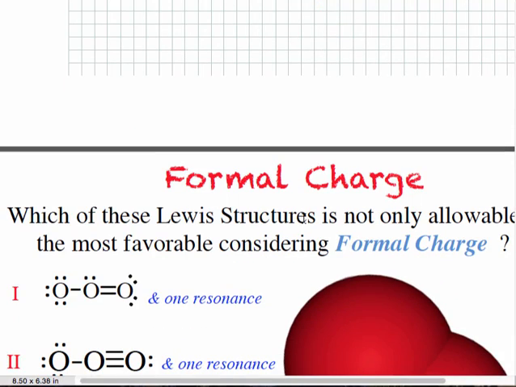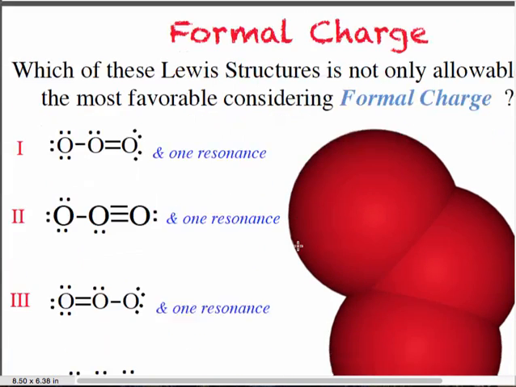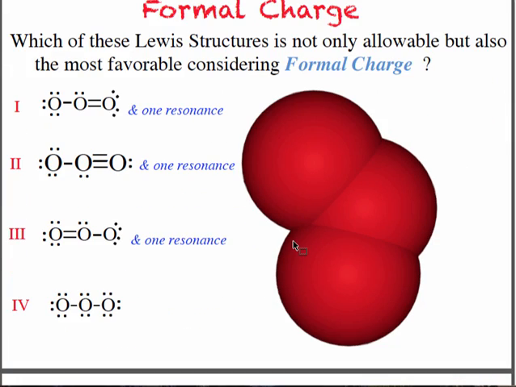Let me zoom it out a little bit more here. Which one of these is favored? I'm not mentioning the resonance structures here, or, wait a minute, as a matter of fact, I think 1 and 3 are resonance structures of each other. So there might be no preference between 1 and 3, or they're identical. But certainly Roman numeral 2 and Roman numeral 4.